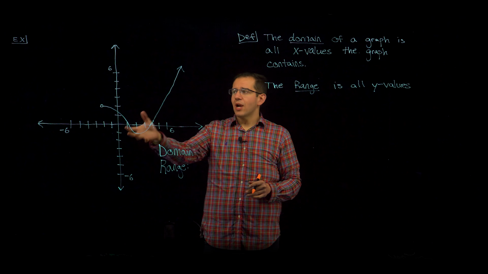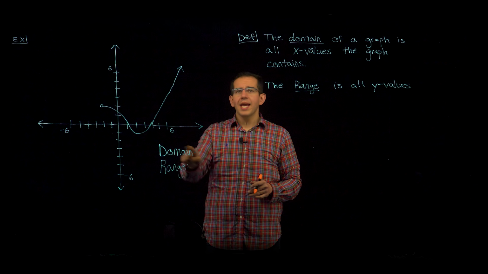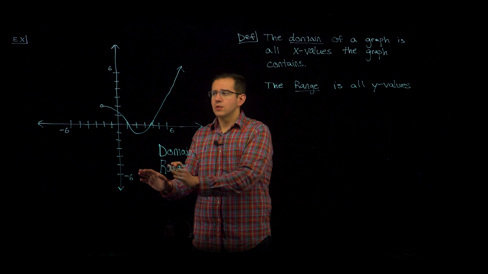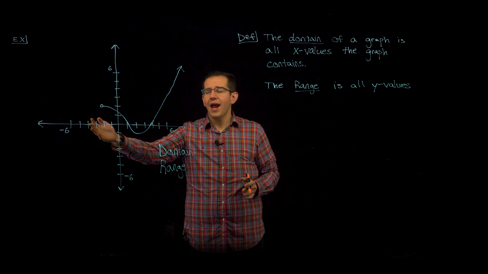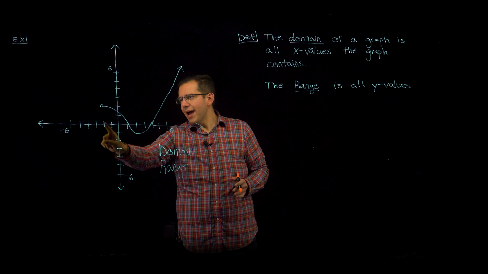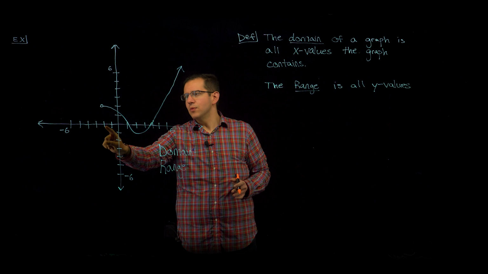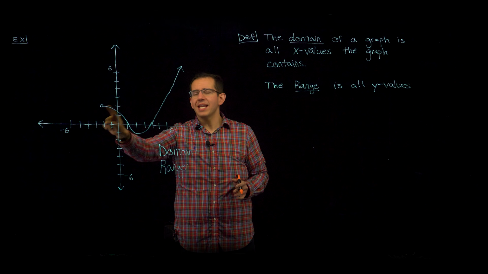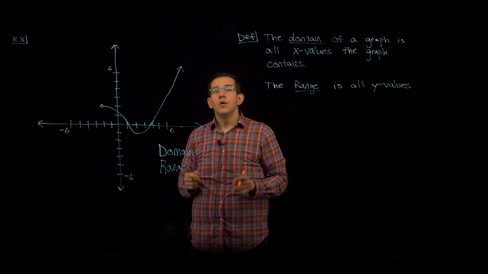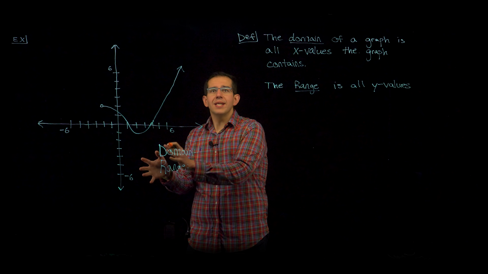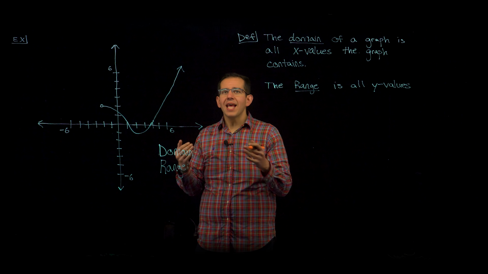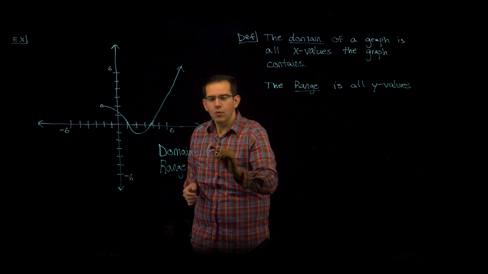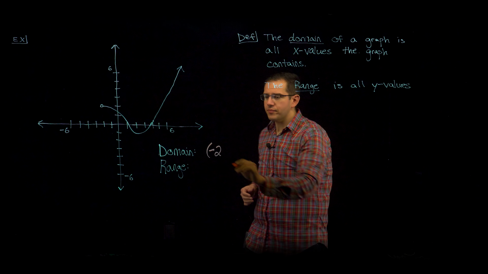So if we were to try this out, looking at the domain, we look to our lowest value first. The lowest value on the graph is right about here at this -2. But the graph doesn't actually contain it. It's an open dot. We still want to show that we're going all the way down to -2, but we're not actually reaching it, so we put -2 with a parenthesis.